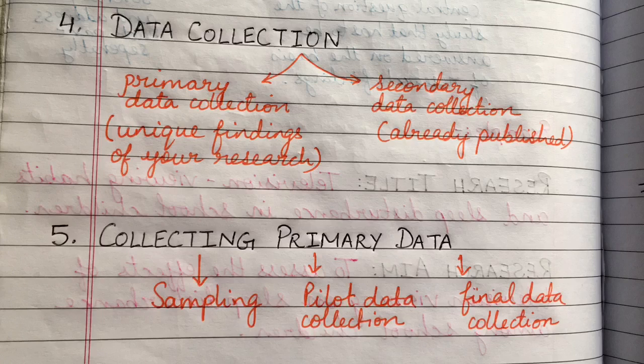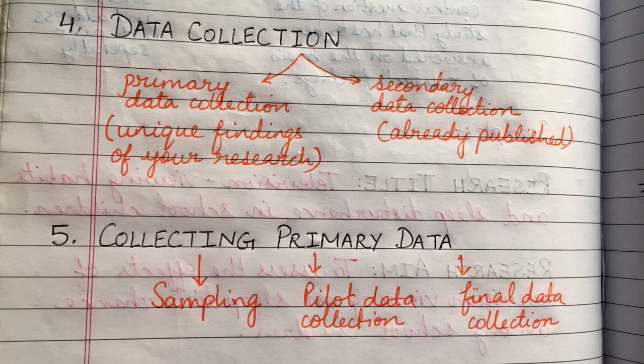You have primary data collection and secondary data collection. Secondary data collection means the data which is already available, which is already published, you use that as a hand holding for collecting new data. And primary data collection is the unique findings from your research, new solutions and new answers which are emerging from your research work. So that is primary data collection.